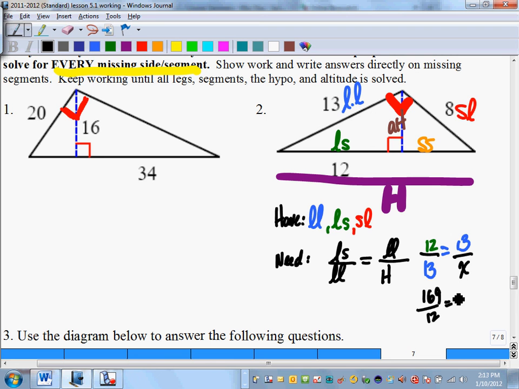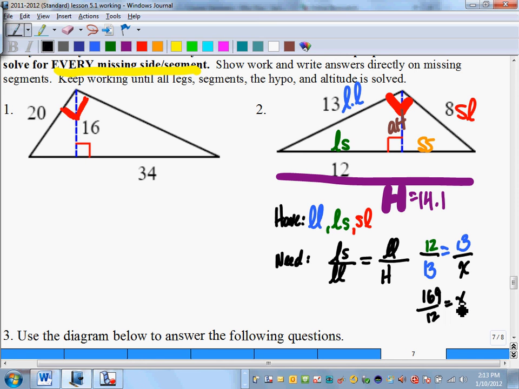14.6. Thank you. What is it? It comes out like 14 points. Close. Okay. What is it? 14 point what? Take it to the first decimal. Point one. You're correct. So the hypo is 14.1. Okay. 169 over 12 equals x.